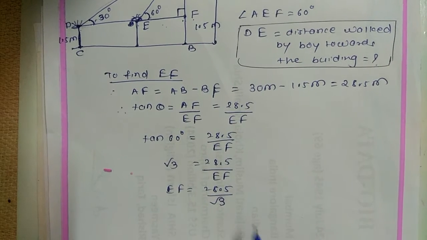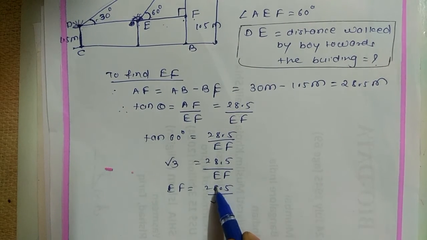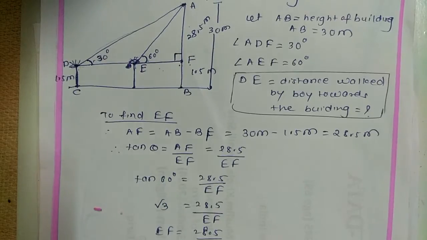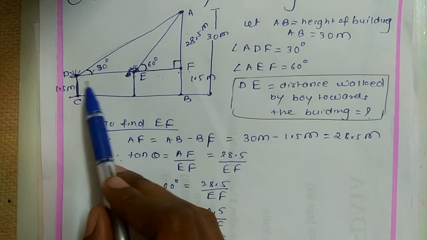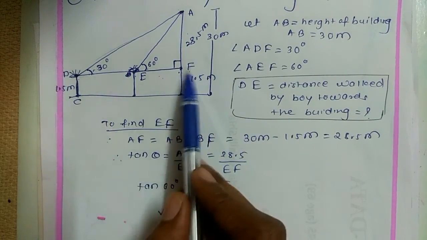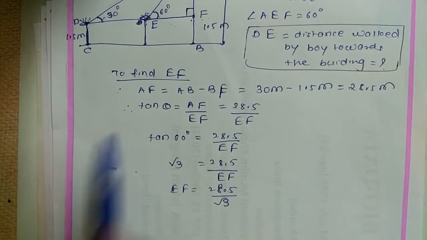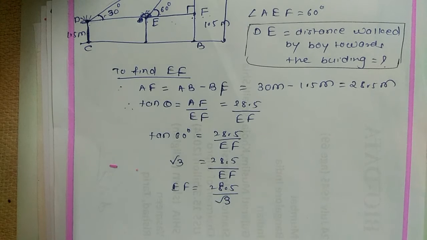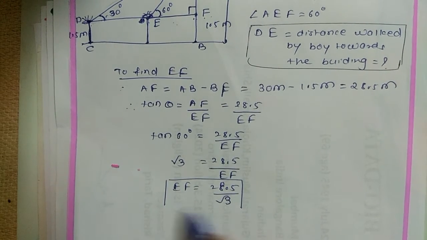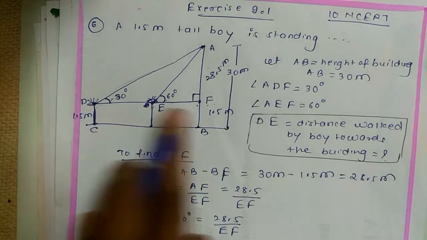So here, no need to rationalize this root 3, because we are going to use this EF later to find out the D, because D equals DF minus EF. So we'll first find out DF. If we get root 3 in a denominator there, then further we can use this EF. So we got here EF. Now we need to find out DF.